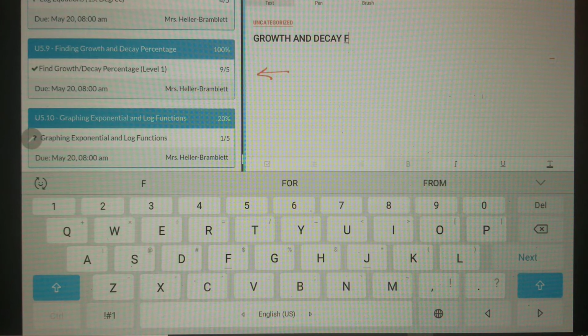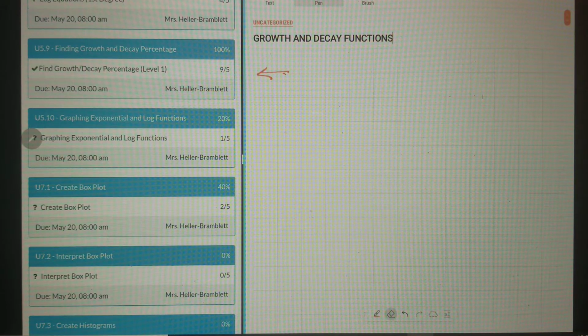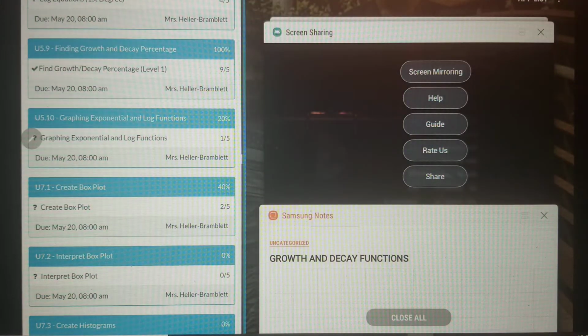You've been seeing a lot about these in the news lately. Growth and decay functions. Every time you see coronavirus, is the curve flattening? All that kind of stuff. They're talking about growth and decay functions. Okay. So let's take a second to look at growth and decay functions first.